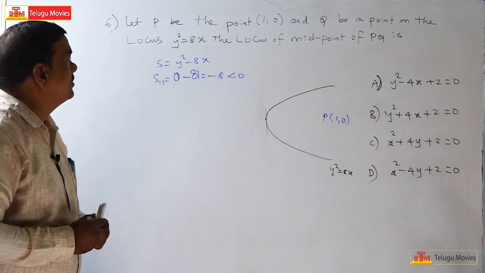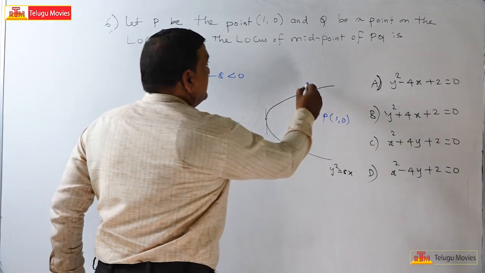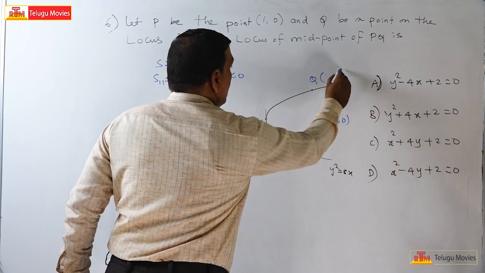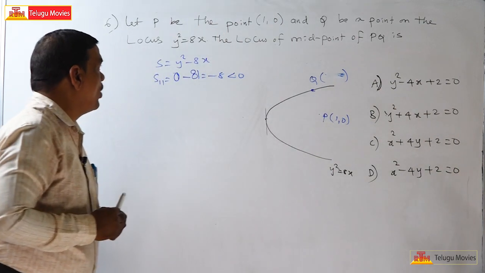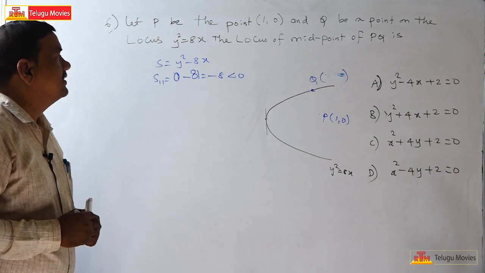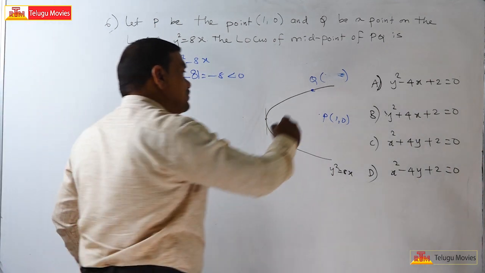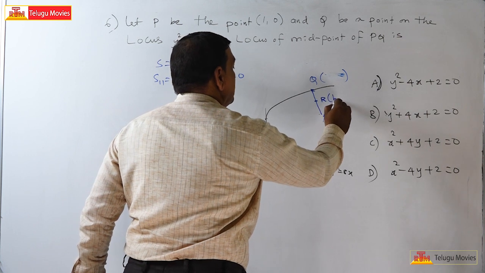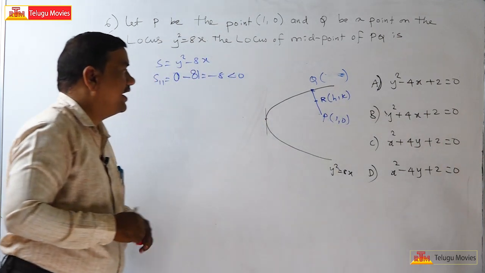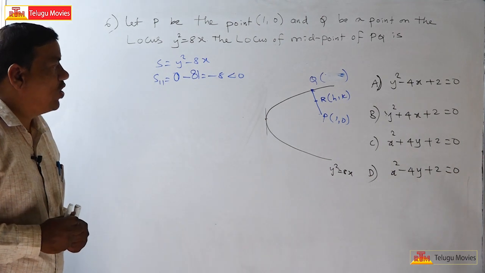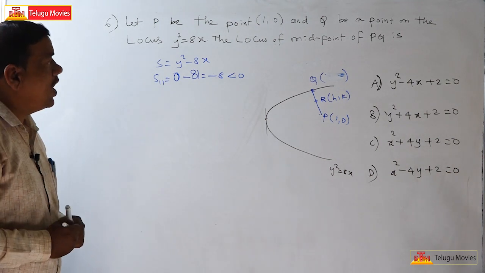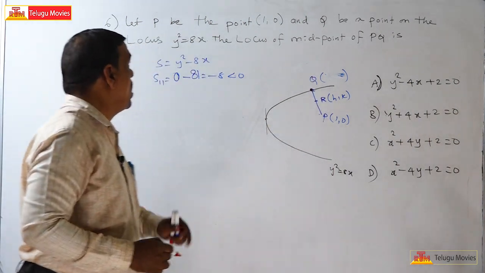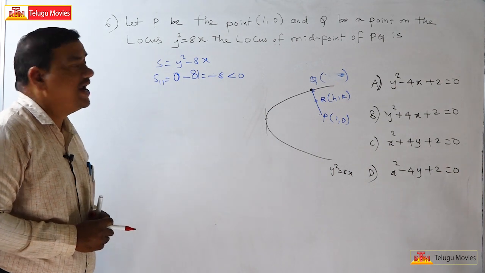Now, there is another point Q, some h comma k, on the parabola y square is equal to 8x. Then the locus of the midpoint of PQ. So what is the midpoint of PQ? Let us take this as h comma k. h comma k is the midpoint of P and Q. Then how to find this midpoint? Here he is saying that Q is a point on the parabola y square is equal to 8x.